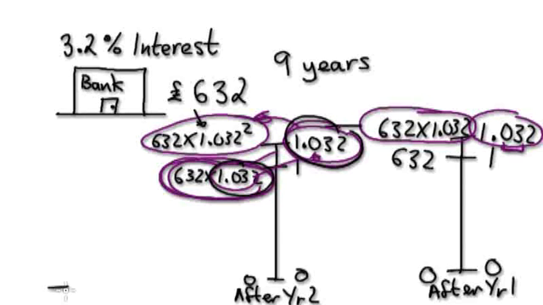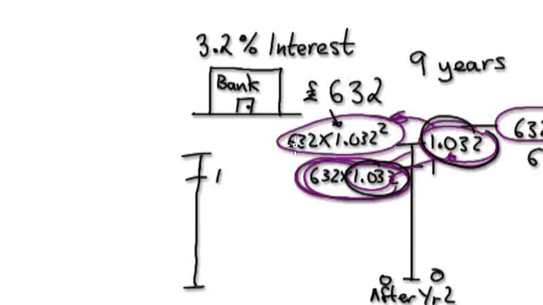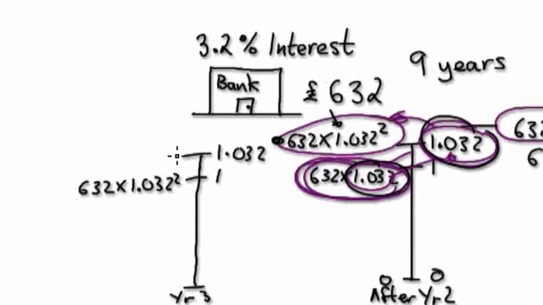Let's have a look after year 3. After year 3, it will look something like this. Hang on. This is your new original. Let me move this. This will be your new original. So it will be 632 times 1.032 squared. And after year 3, you're going to get another 1.032. So this figure here will represent how much you will have at the end of year 3.